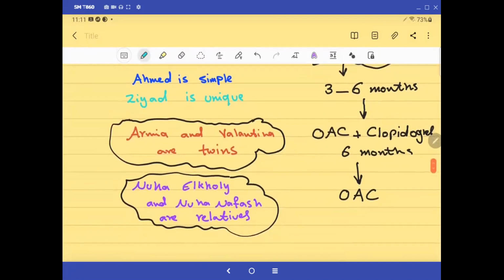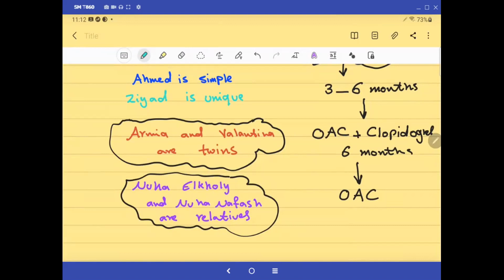Armia and Valentina are twins. They receive the same treatment. Noha Al-Kholi and Noha Nafash are, we are almost done, Noha. Just give me a few extra minutes and the lecture will be done. I'm sorry. Doctor, thank you so much.